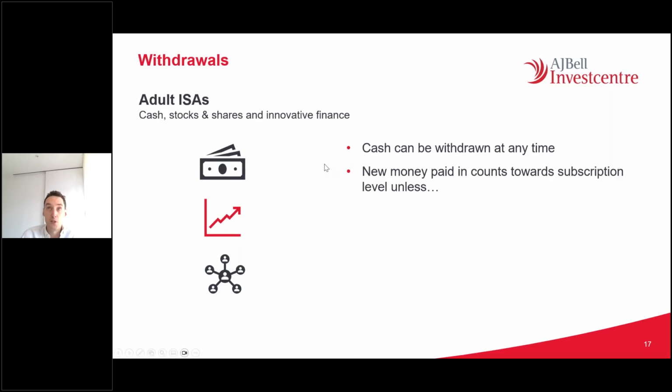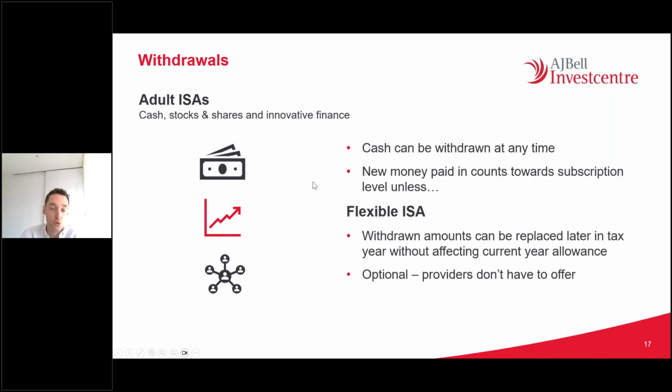In some cases, any money that you withdraw out of your ISA can't then be funded back in. That's what's called a non-flexible ISA basis. But we do have the flexible ISA rules as well, which means any withdrawals in the tax year can be replaced later on without affecting the current year subscription allowance. So what this means is you can withdraw money within the tax year and then fund it again, and then the total will be reported to HMRC at the end of the tax year.